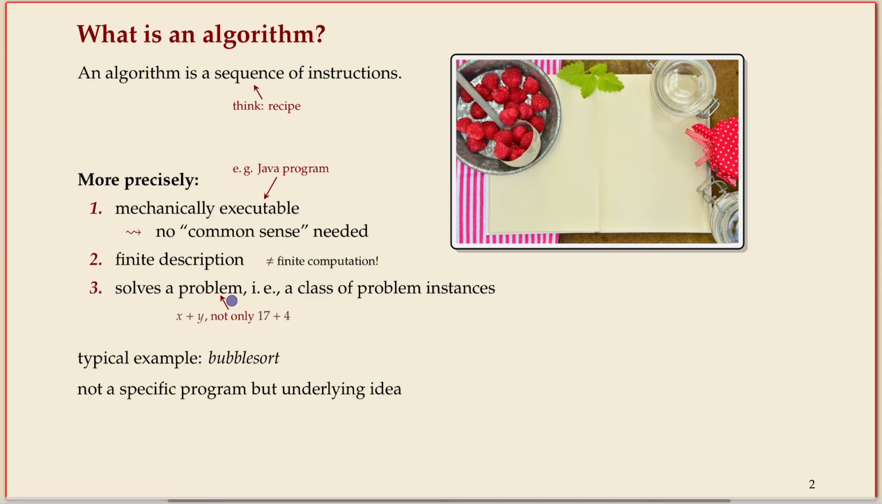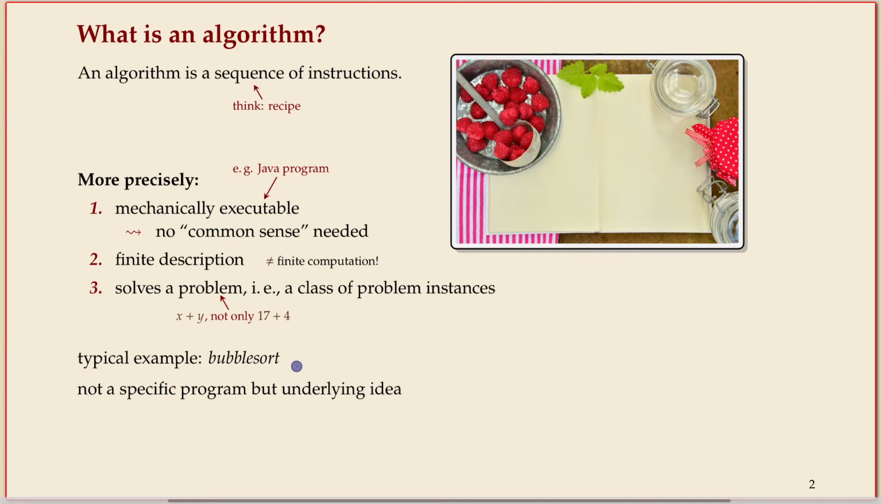We want to solve not just a single instance, but we want to solve a generic problem or a generic task. So not just the addition of two concrete numbers, but the addition of two numbers in general, or at least the addition of two numbers from a certain range in general. That distinction is sometimes not so clear, not so formal, but in the examples we'll look at, it's clear that there's a well-defined algorithmic problem, and the algorithm is trying to solve that.